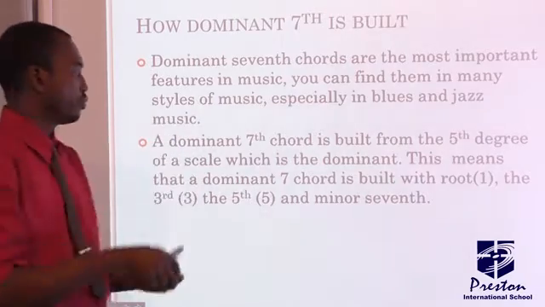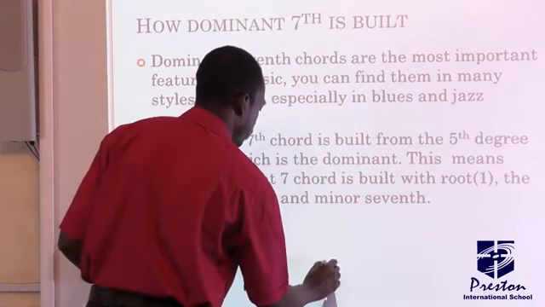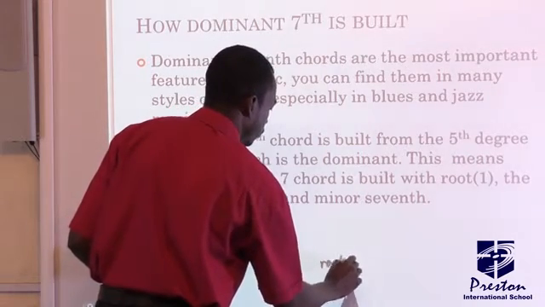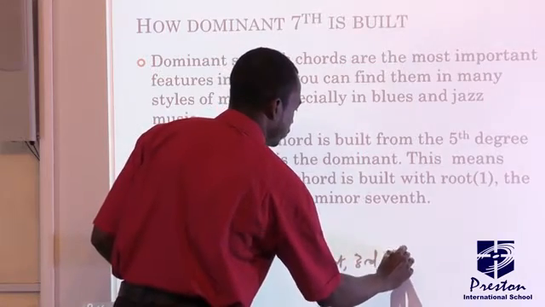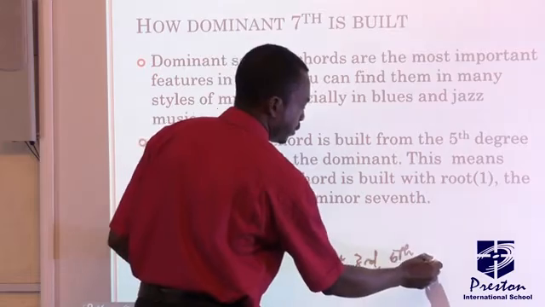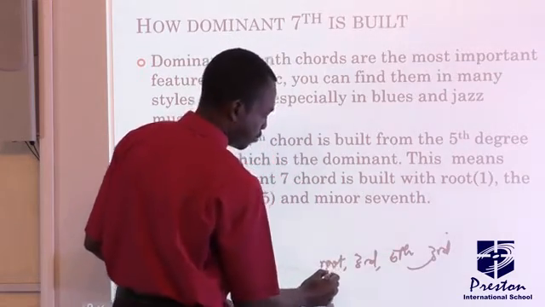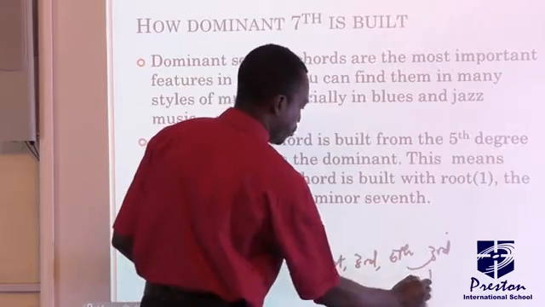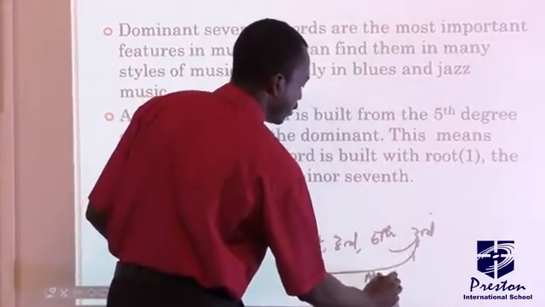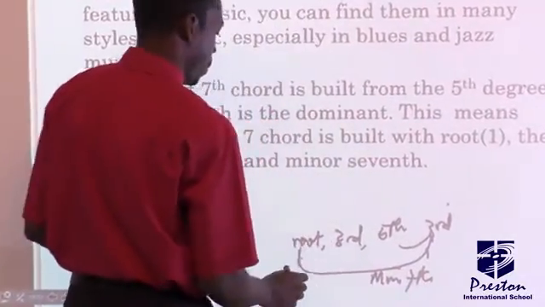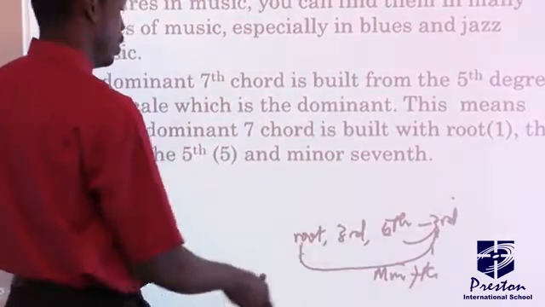That's from the root. You have the root, the third, the fifth, then there's another third that will be added to this, and if you look at it from the root, it's going to give you what? Minor seventh. That's from the root to this place. It's going to give you minor seventh. And from the fifth to that place, it's going to give you a third to the fifth. Okay?